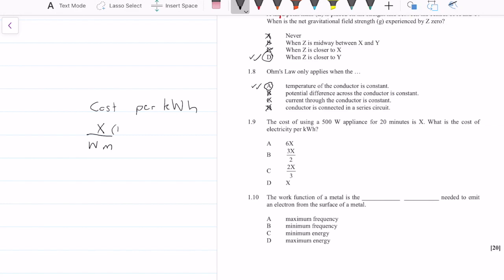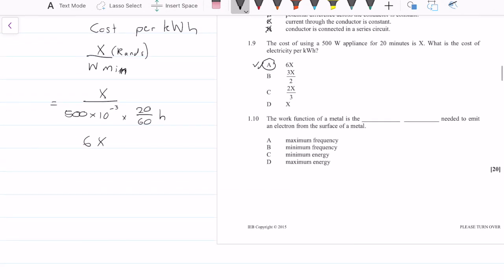So X is in rands. So X rands, converting watts to kilowatt, we times 10 to the negative 3. And converting from minutes to hours, we get 20 over 60 hours. And what we end up with is the answer. We end up with 6x. If we just plug this into a calculator.